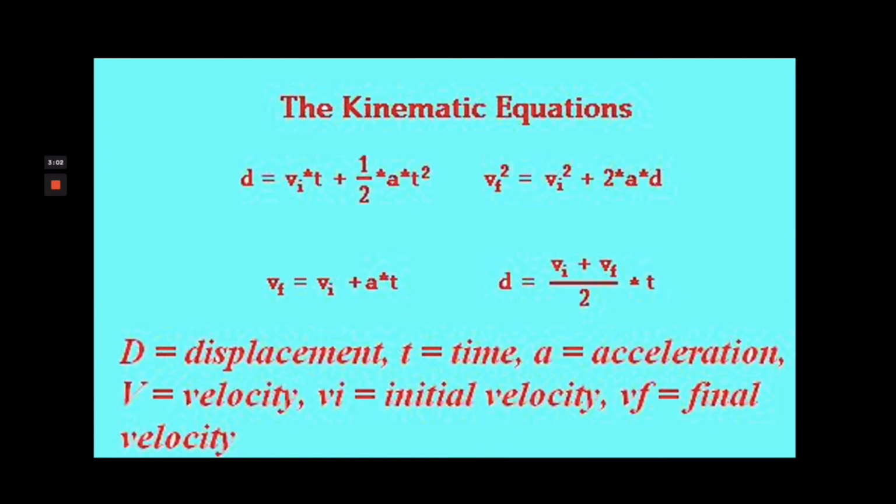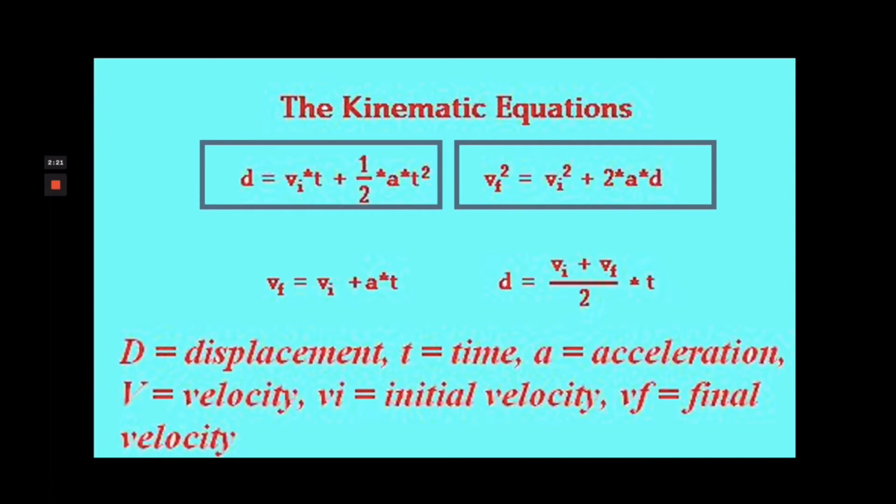These are the kinematic equations we will be using for projectile motion. We have the kinematic variables, namely d for displacement, t for time, a for acceleration, v for velocity, vi for initial velocity, and vf for final velocity. Now for the first kinematic equation, we have displacement is equal to initial velocity times time plus 1/2 times acceleration due to gravity times time squared.